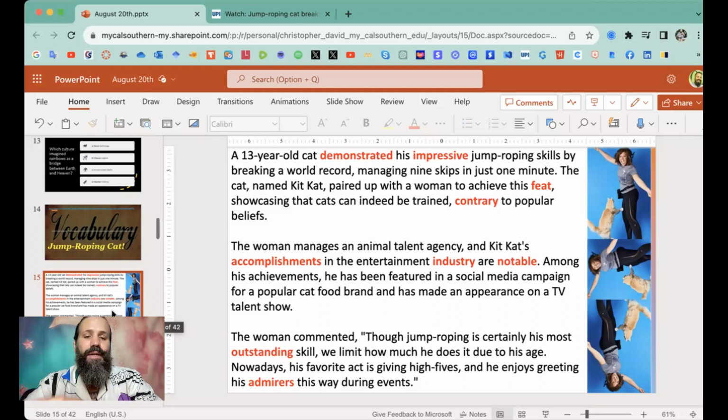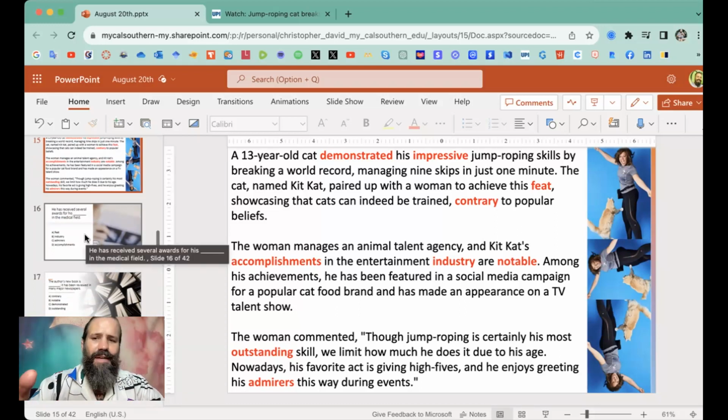The woman commented, "Though jump roping is certainly his most outstanding skill, we limit how much he does it due to his age. Nowadays, his favorite act is giving high fives, and he enjoys greeting his admirers this way during events."